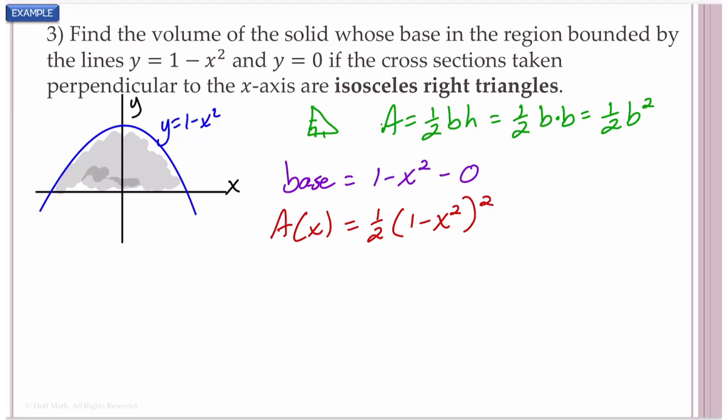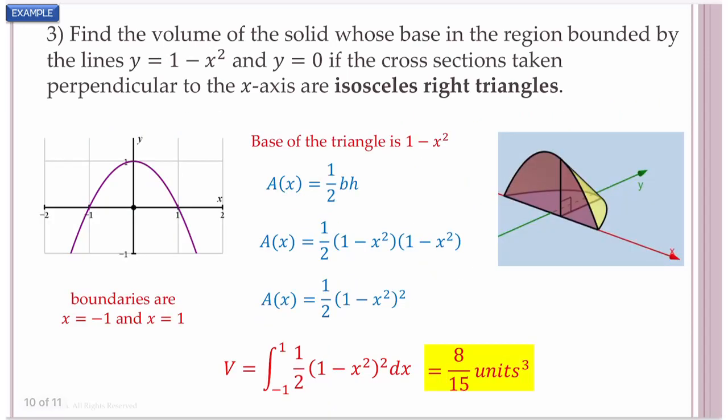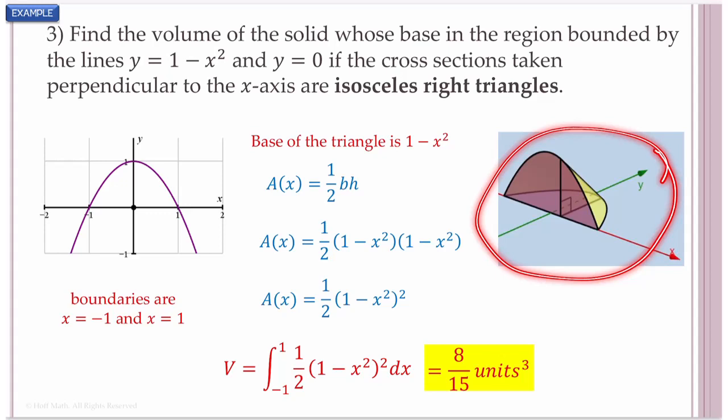So then the volume will be the integral from, oh, we forgot to mention what these points of intersection would be. Well, you can easily figure out this one is at (-1, 0), and this one is at (1, 0). So your lower bound is -1, your upper bound is +1, and then it's going to be 1/2 times (1 minus x squared) squared dx, and that works out to be 8/15.